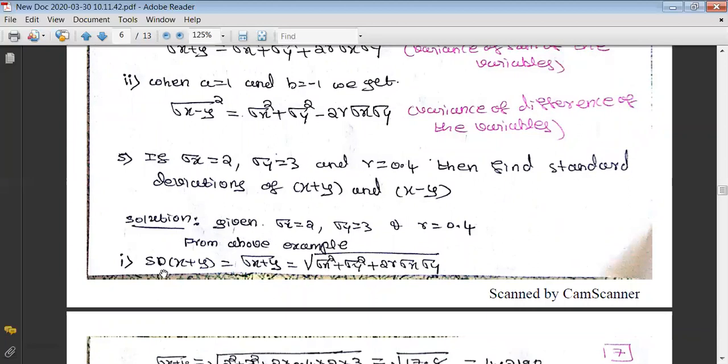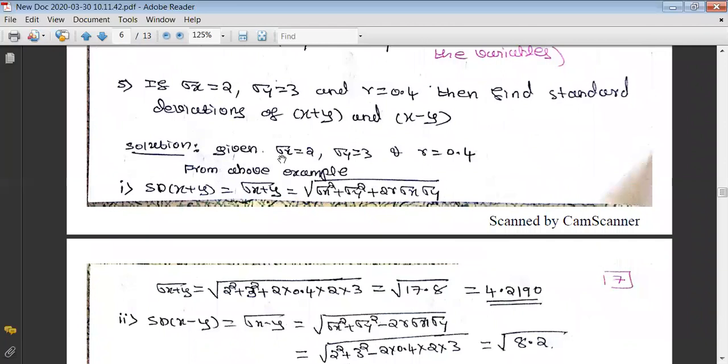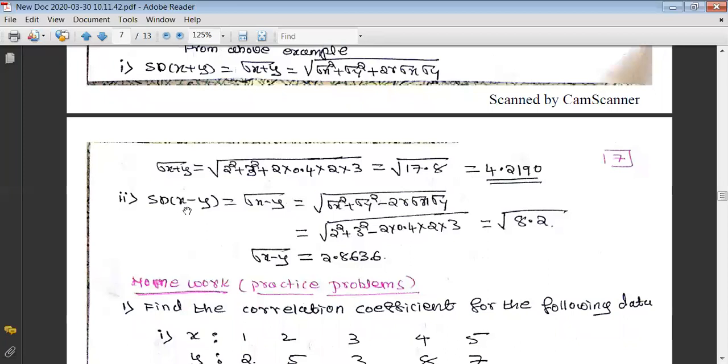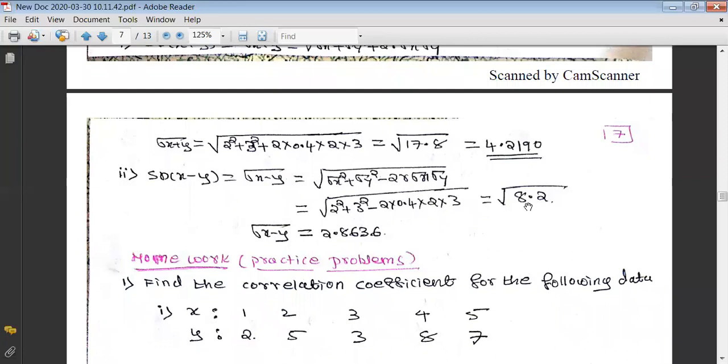If you want to find the standard deviation of x plus y, it is sigma of x plus y. For this case, we have to take the root of the RHS, that is the square root of sigma x square plus sigma y square plus 2r into sigma x into sigma y. Once you substitute the respective known values, we are going to get this. Similarly, for the standard deviation of x minus y, you have to take the root for this one, and once you substitute the known values, it results as square root of 8.2.